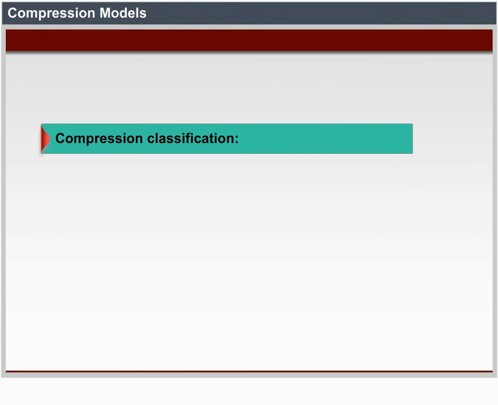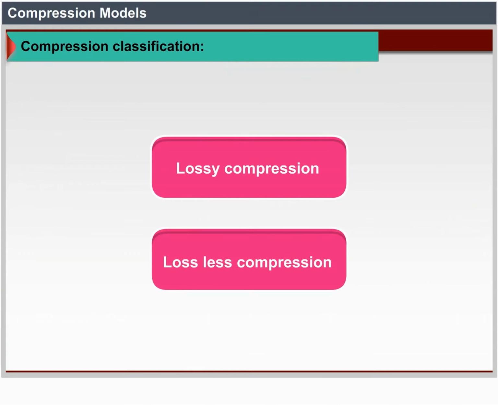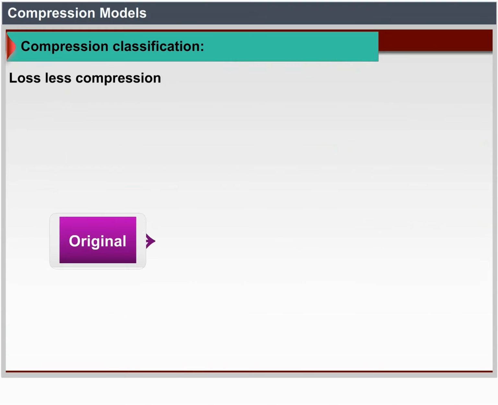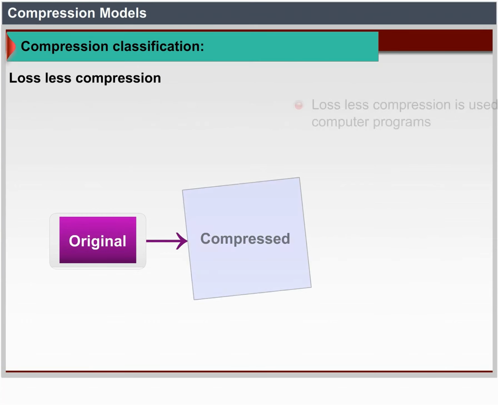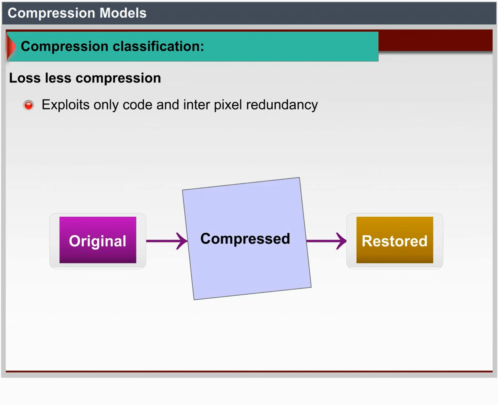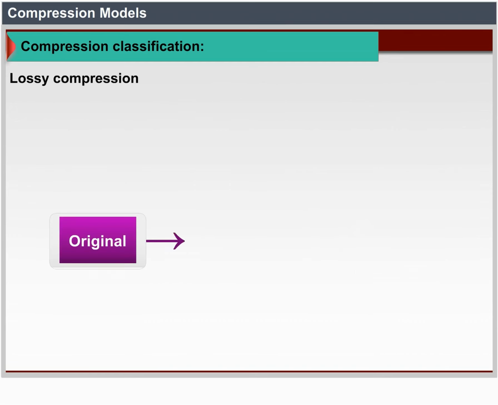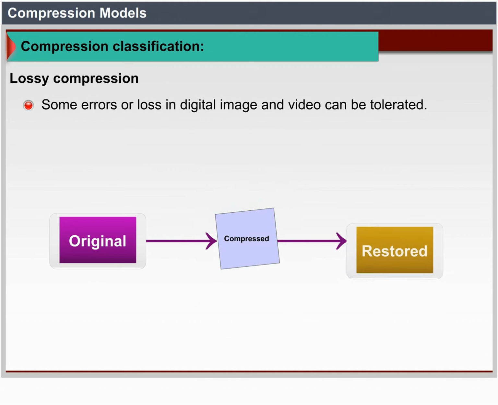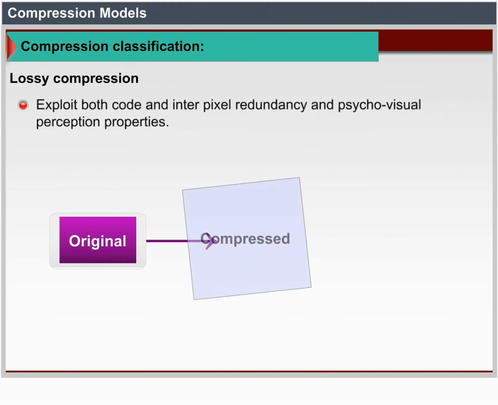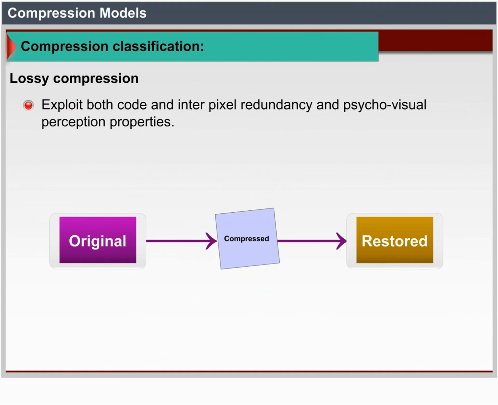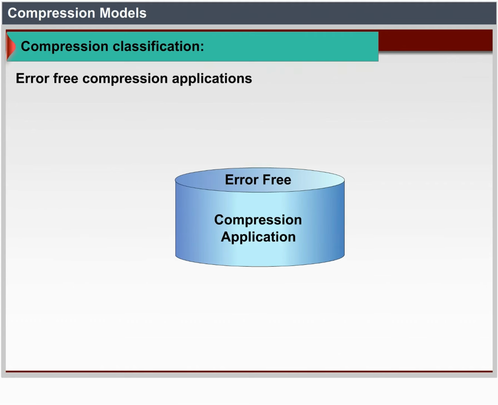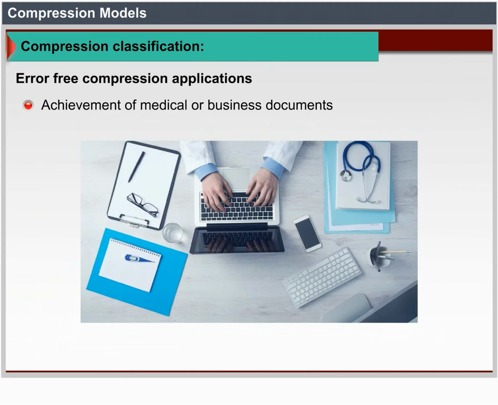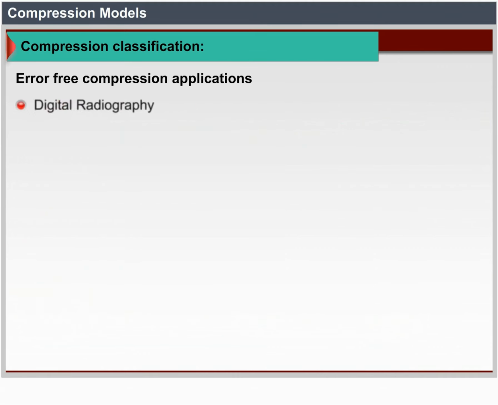Compression classification: lossy compression and lossless compression. Lossless compression is used for legal and medical documents and computer programs. It exploits only code and interpixel redundancy. Lossy compression is used for digital image and video where some errors or loss can be tolerated. It exploits both code and interpixel redundancy and also psychovisual perception properties. Error-free compression applications include archives of medical or business documents, digital radiography, and satellite imaging.